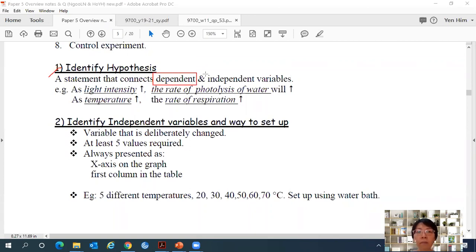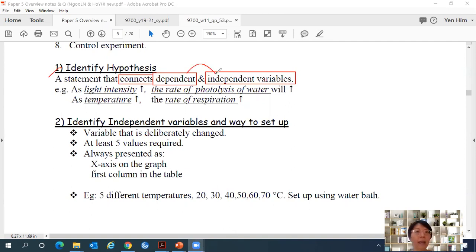First, you must have your dependent variable. Second, you must have your independent variable. And thirdly, you must have a statement that connects the relationship between these 2. So how is the independent variable connected to the dependent variable? How are they connected to each other? This is what you need to have in your hypothesis.